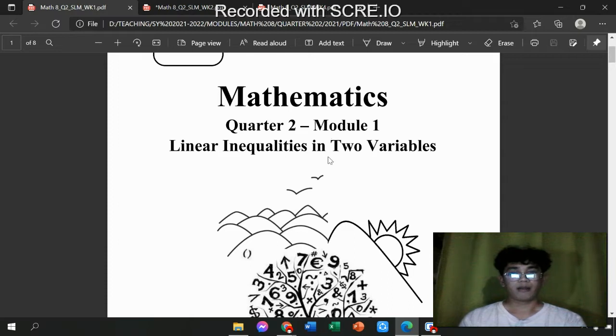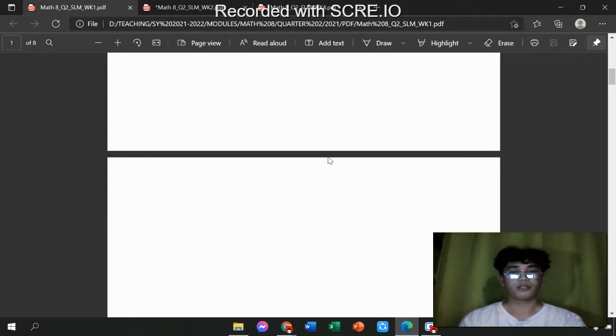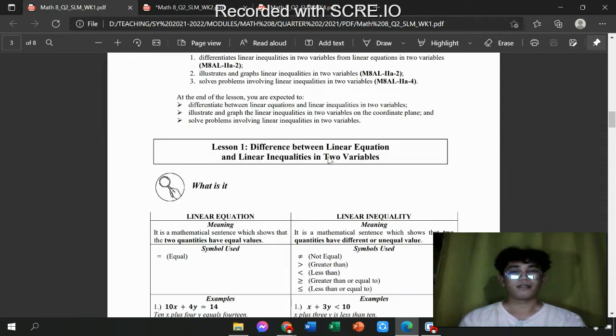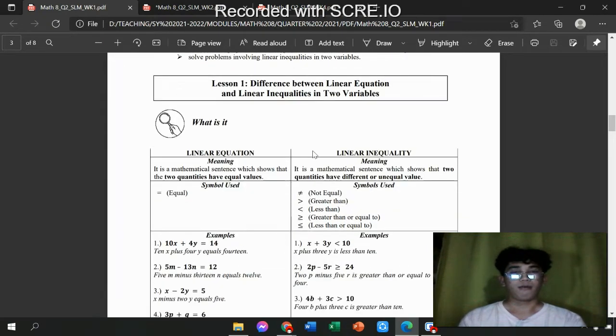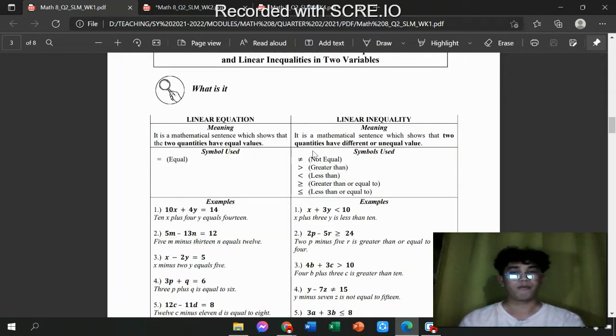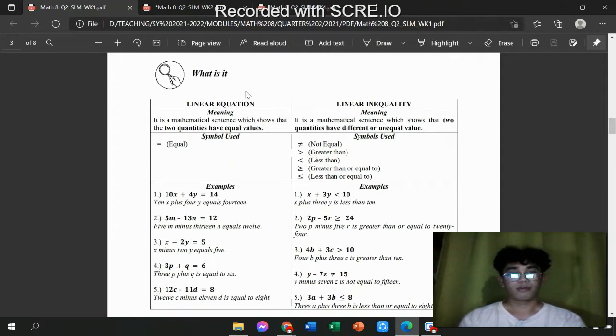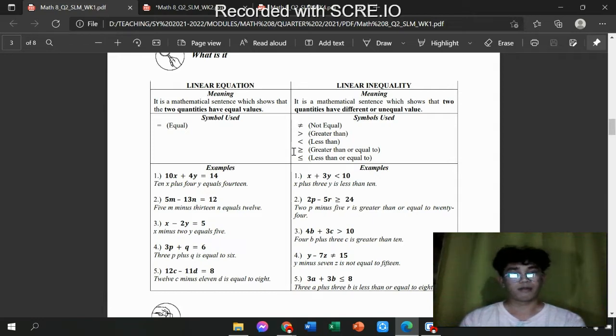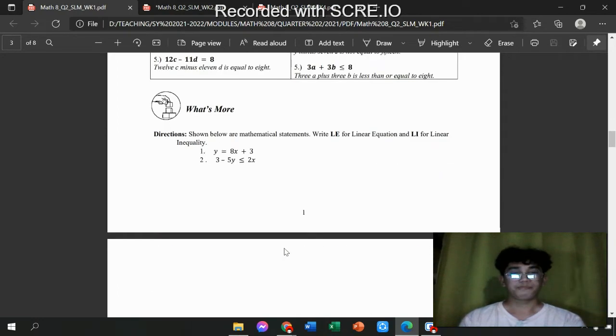So this was our Module 1, Linear Inequalities in Two Variables, in which we learned the difference between linear equation and linear inequalities in two variables. So I'm sure master na mo unsay kalahian sa linear equation and linear inequality. Again, linear equation meaning the two quantities have equal values and the symbol used is equal. Sa linear inequality, the two quantities have different or unequal value, and the symbols used are these symbols: not equal, greater than, less than, greater than or equal to, less than or equal to. So kabo na mo aning nga mga examples.